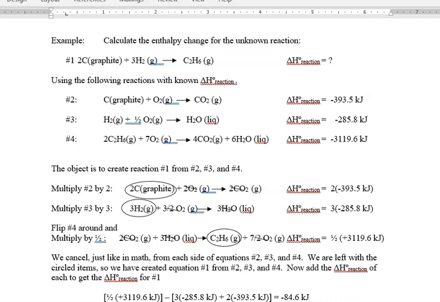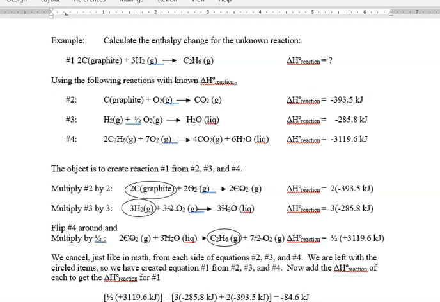Now, this one doesn't have just a single enthalpy of formation. It's actually a reaction. It's actually a combustion reaction. But you see the balanced reaction there, and that produces negative 3,119.6 kilojoules. So these are like little puzzles. So here's the best way to do these. Your goal is to create reaction number 1 by using 2, 3, and 4.